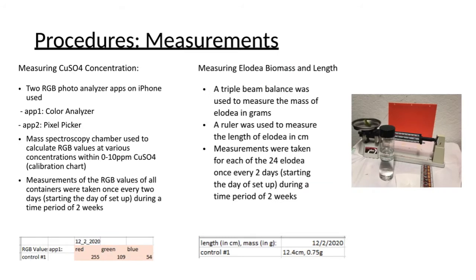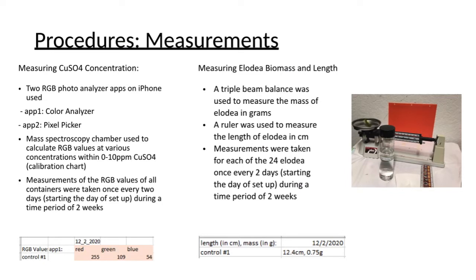Here are the procedures for the measurements taken during and before the experiment. For measuring copper sulfate concentration, 2 RGB photoanalyzer apps were used on an iPhone: App 1, Color Analyzer, and App 2, Pixel Picker. A mass spectroscopy chamber was used to calculate RGB values at various concentrations within 0 to 10 ppm copper sulfate before the experiment to create a calibration chart for reference.